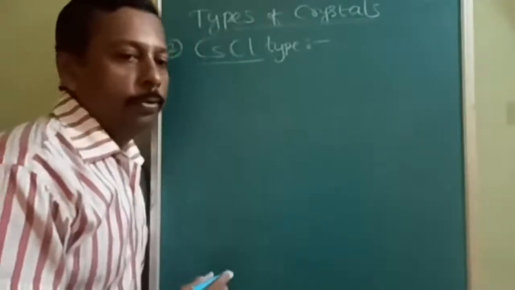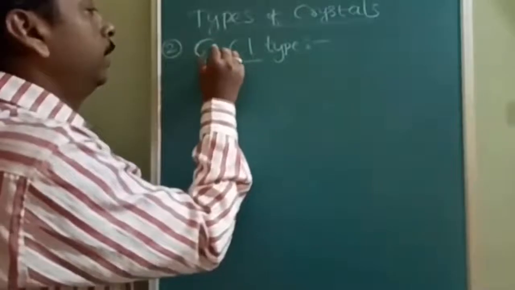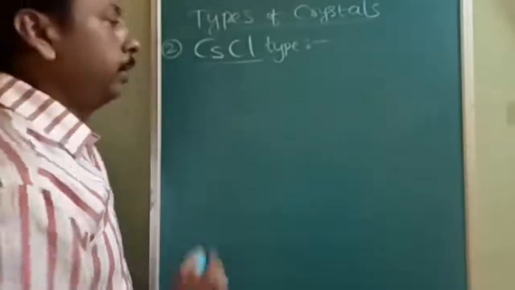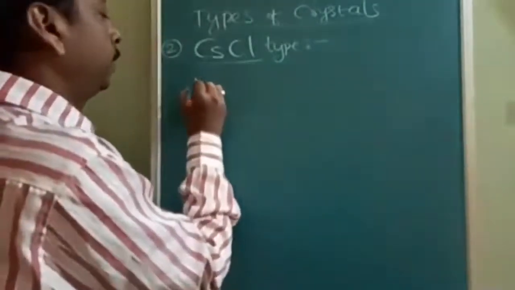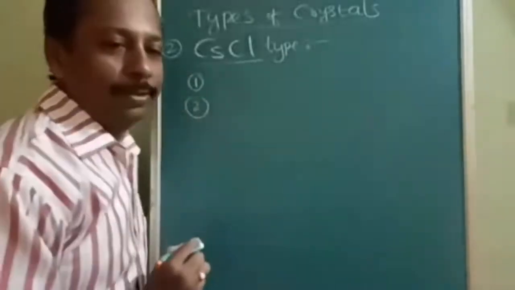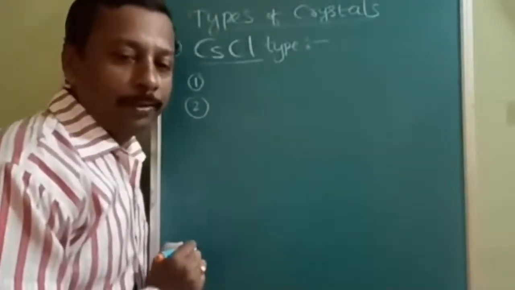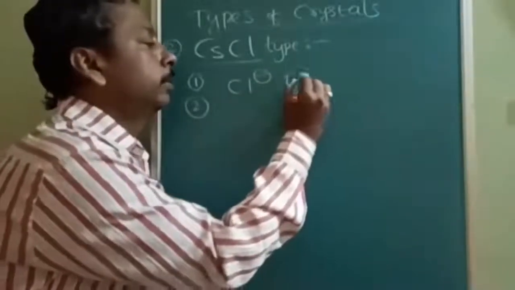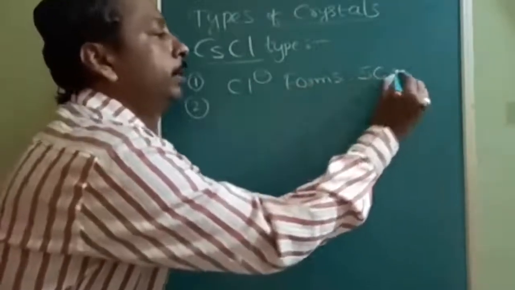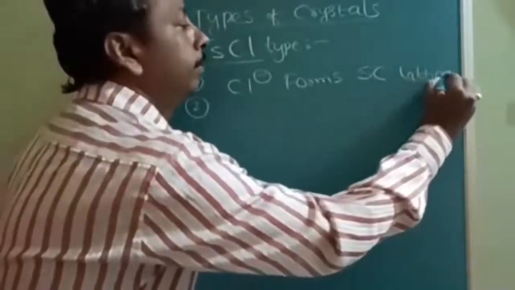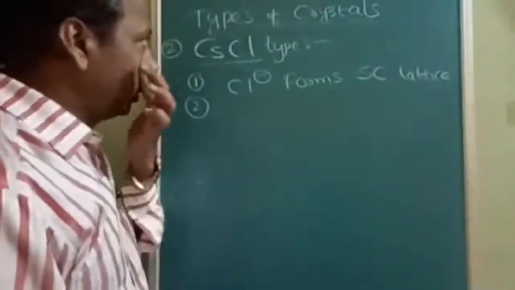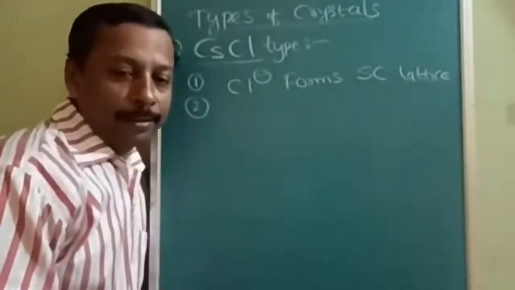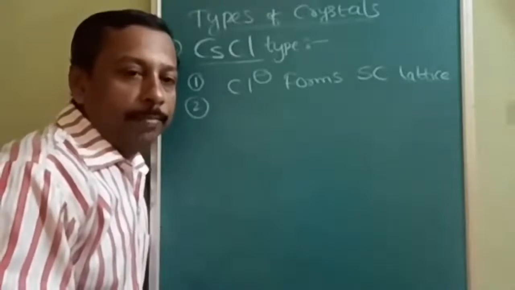Here I am going to start with the next type. After NaCl type, the next type is CsCl type. In CsCl, first 2 points only I will tell you; the rest I think you will understand. In CsCl, Cl- forms a simple cubic lattice. Most students are confusing this; once they are asked about CsCl, they write BCC. No, it is not.